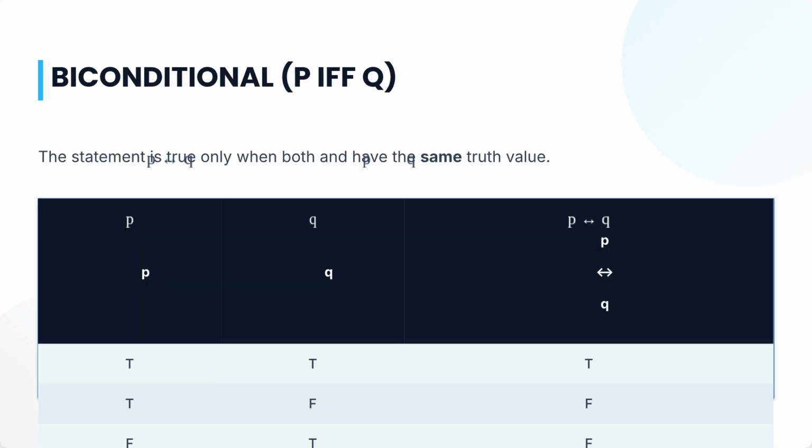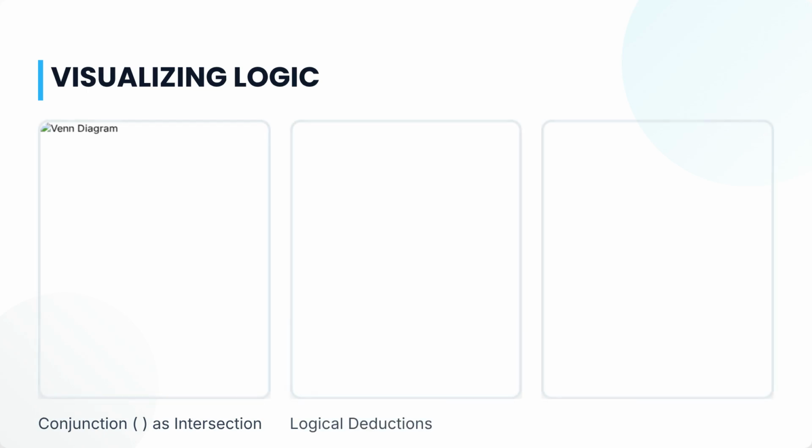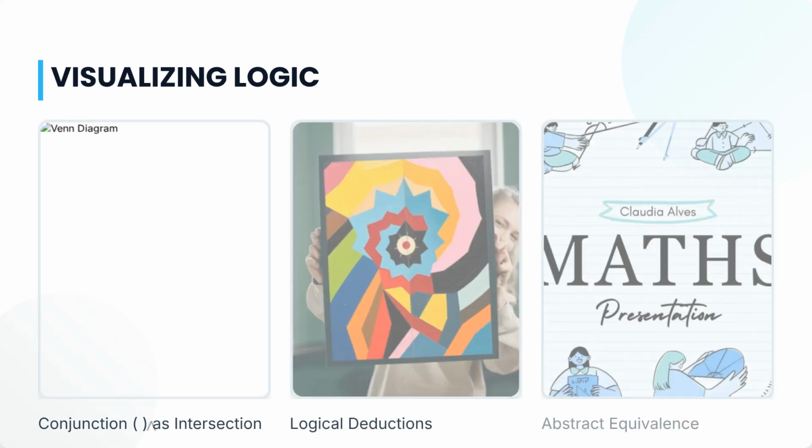A biconditional statement, written as P if and only if Q, is true only when both P and Q share the same truth value. We can visualize logical structures in various ways, such as using Venn diagrams for conjunctions, mapping out logical deductions, or exploring abstract equivalence. Now that we have covered the basics, let's look at how we apply truth tables in practice.